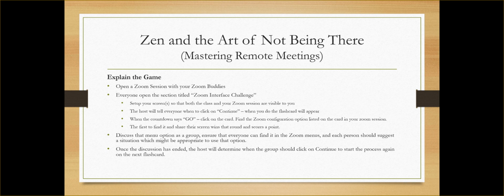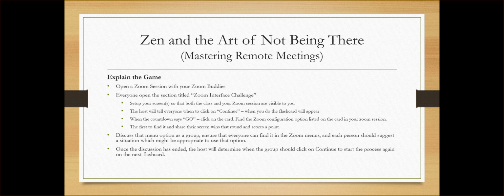At that point, they've shared their screen. Everybody's looking at, hey, I won. Then they start a group discussion. They discuss the menu option, where it is, make sure that everybody knows how to find it. Then each person should suggest when it might be appropriate to use that option within an internal meeting, if it's appropriate, a client-facing meeting, if it's appropriate, and a webinar, if it's appropriate, which allows them then to take that option and bring it into their own work environment.